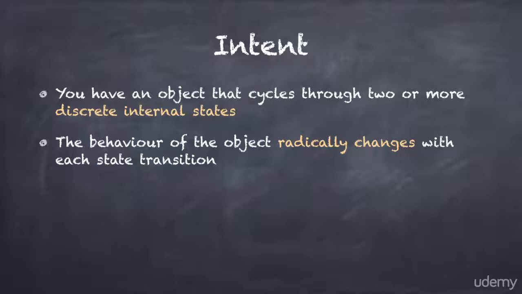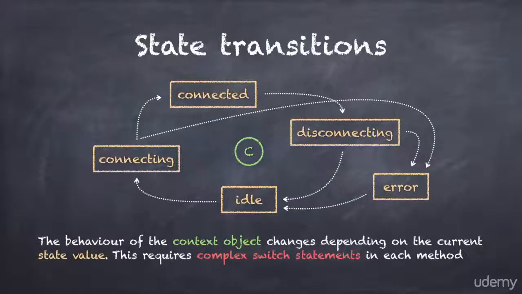In this scenario, we have an object in our application architecture that cycles through a number of internal states. These states can be very abstract. For example, something like idle, connecting, connected, disconnecting, and error. Each state is only accessible from a limited number of preceding states. For example, you can only transition to the disconnecting state from the connected state.